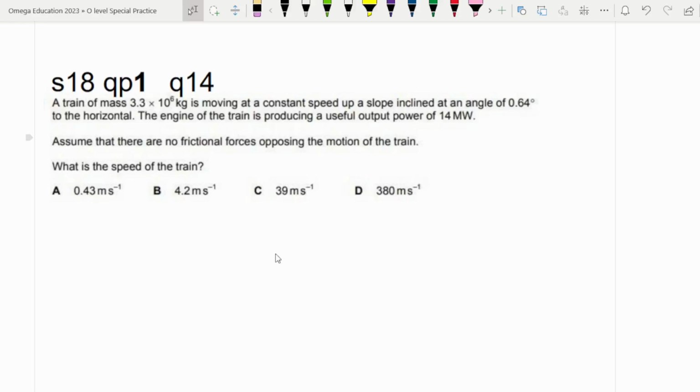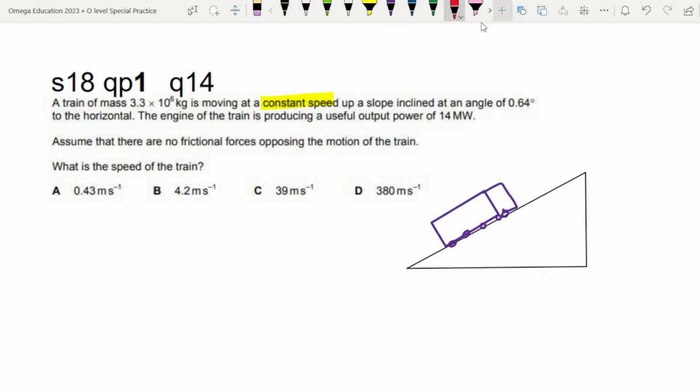So here we have the next question. A train of mass this much is moving at a constant speed. So I'm going to highlight this thing. It's moving at a constant speed up a slope inclined at an angle of 0.64. So it's moving with a constant velocity, because it's moving at a constant speed in a straight line. The angle is given as, oh, such a small angle, 0.64 degrees.